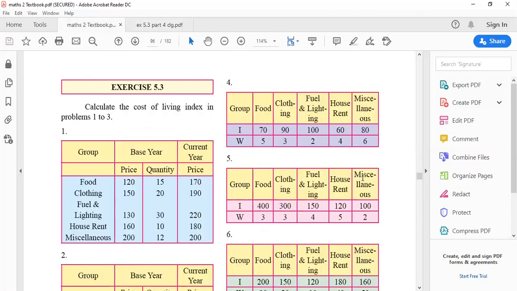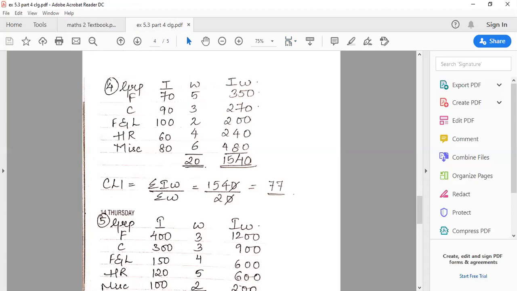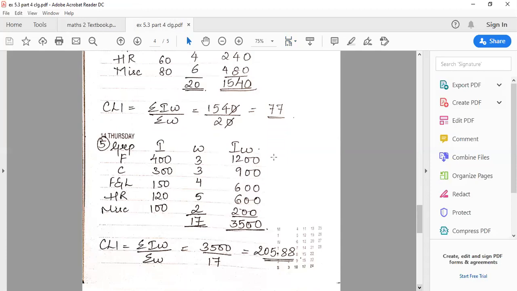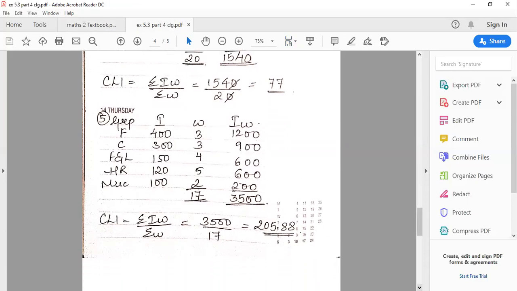Coming to the fifth one, pattern is the same. There are 3 columns again, group, I and W. So first step is you will copy down the question and you will add the W column. You'll do the summation of column W. After that, you will prepare another column IW. So multiplying I into W, you will get the values. You will add them together. So CLI is equal to summation IW upon summation W. So 3500 divided by 17. The answer is 205.88. Again, the log working I have not done purposely because it is for your own practice.